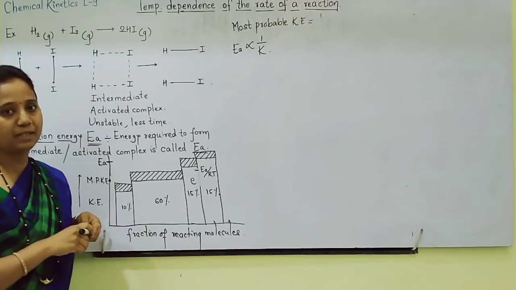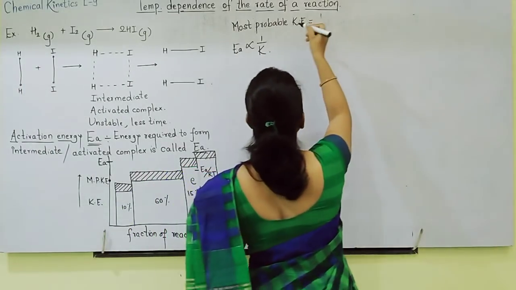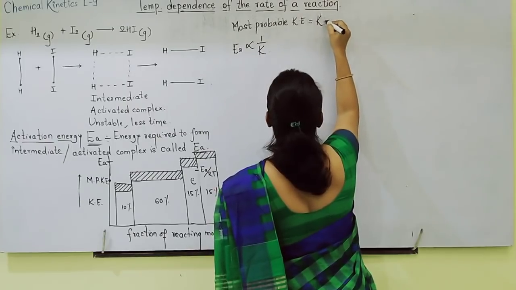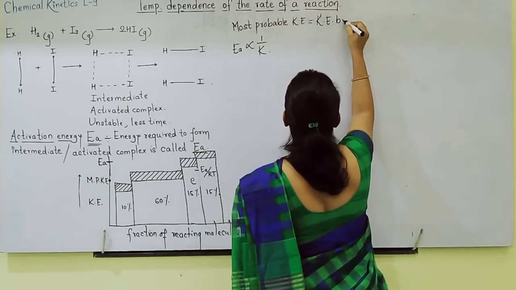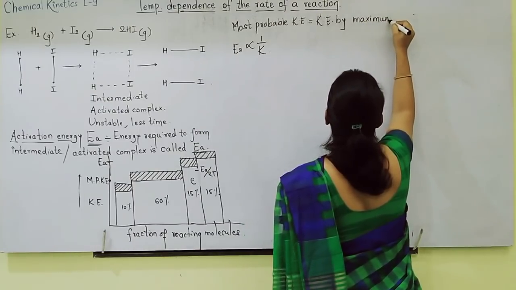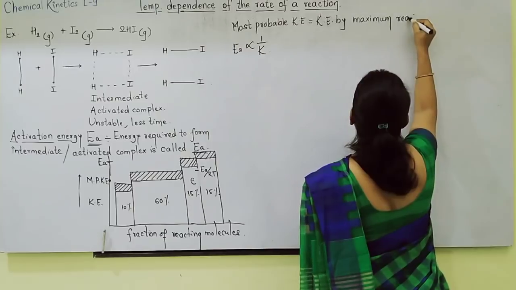So what is left? Definition of most probable kinetic energy. Most probable kinetic energy is the kinetic energy possessed by the maximum reacting molecules.